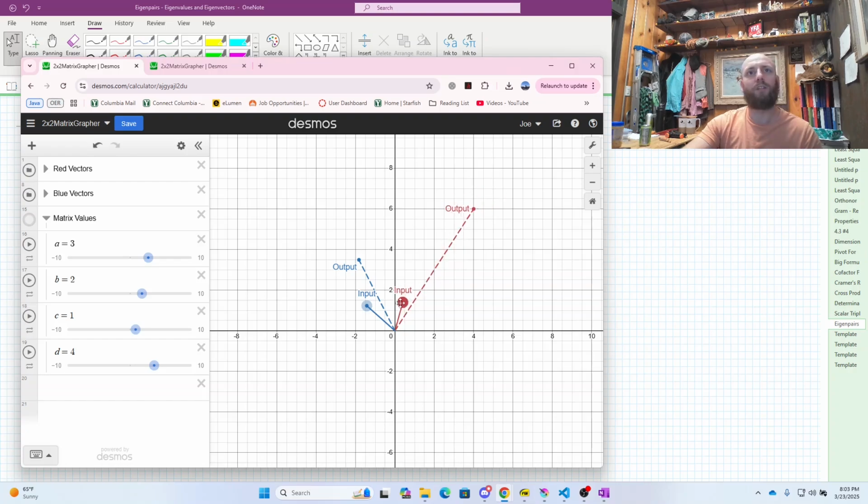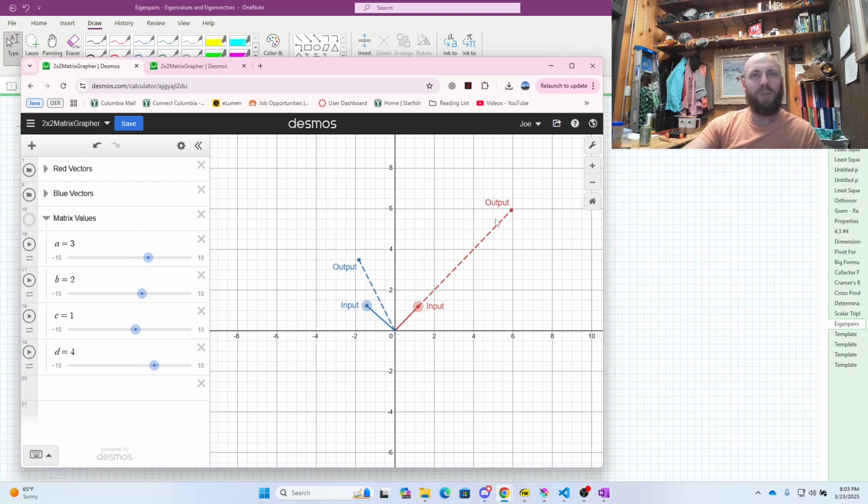Here I've got an input vector that I can drag around, and I can see that the output vector gets dragged around. This right now is the matrix 3, 2, 1, 4. So 3, 2 is the first row, 1, 4 is the second row. I'm just playing with this, and I noticed that there's a couple of spots where the input vector crosses the output vector. Like this one here.